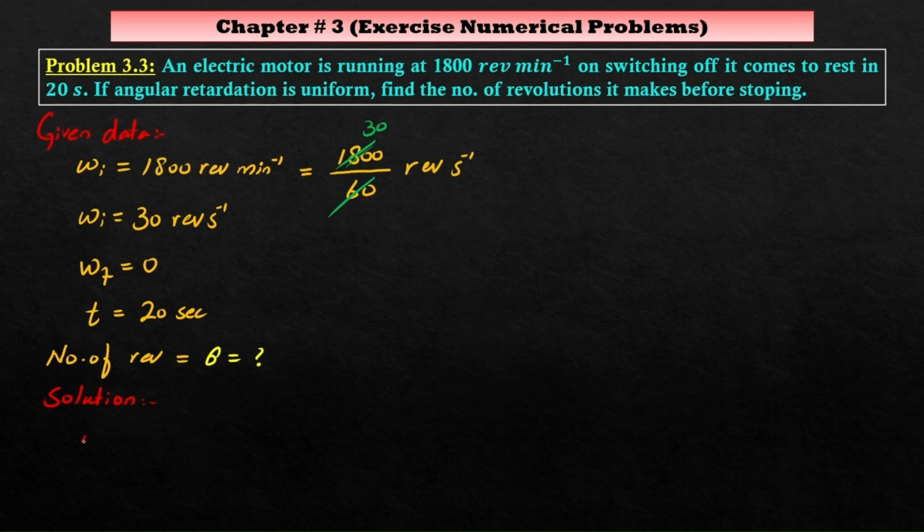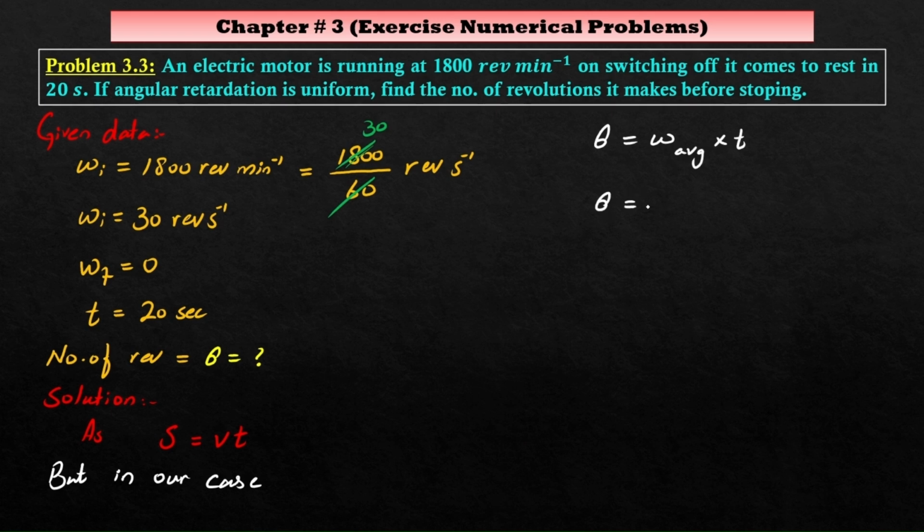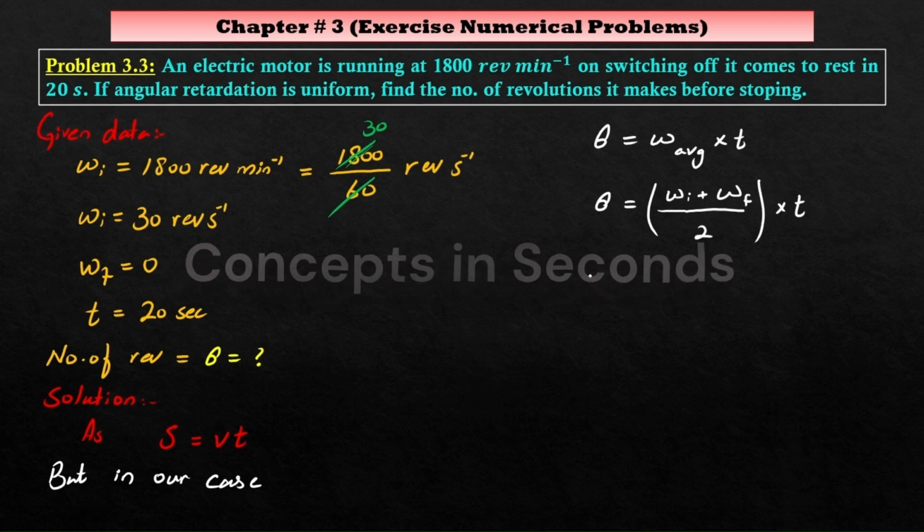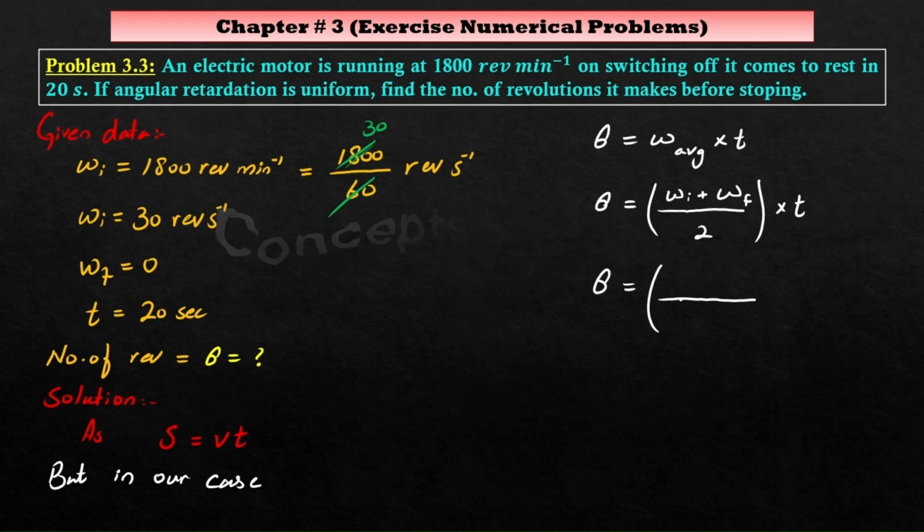Solution. As we know that S is equal to Vt, but in angular motion, theta is equal to omega average multiplied by t. Omega average is equal to omega i plus omega f divided by 2, multiplied by t. By putting values in the above formula, theta is equal to 300 revolution.